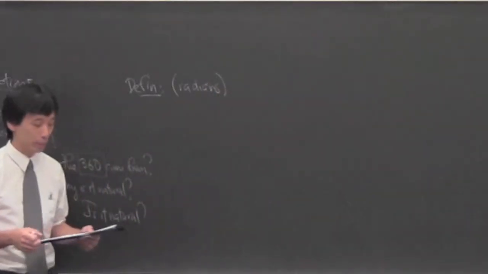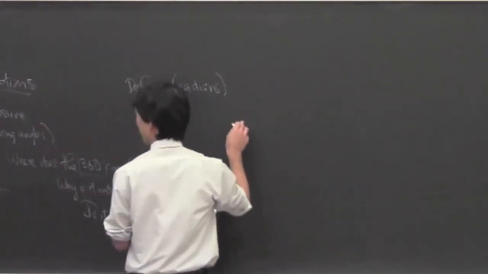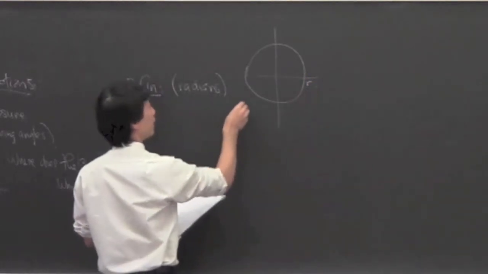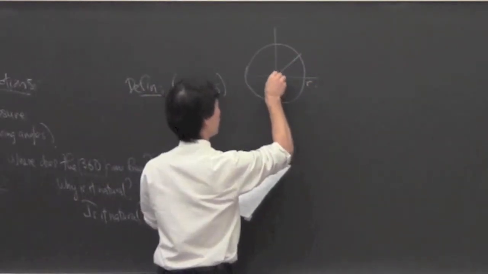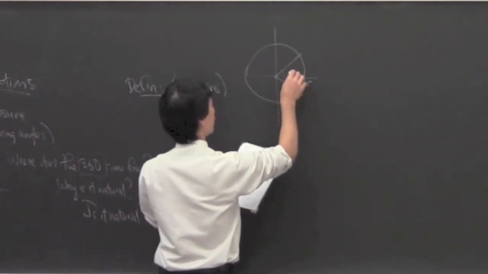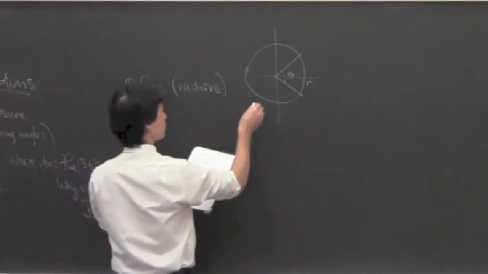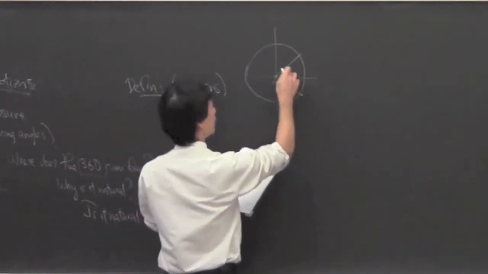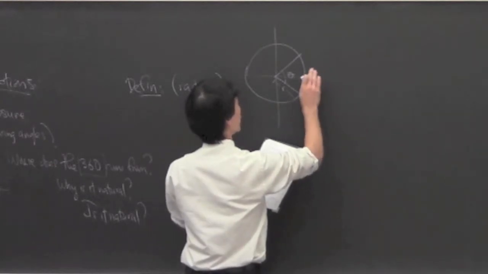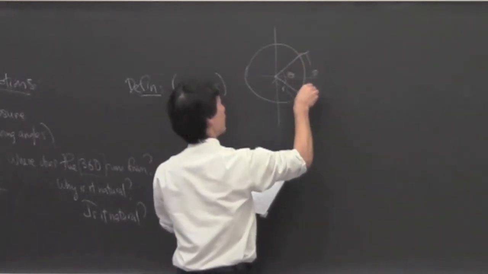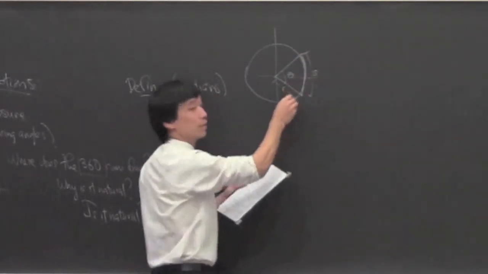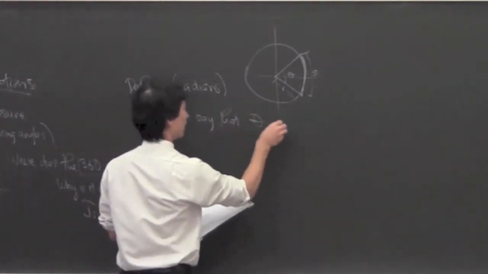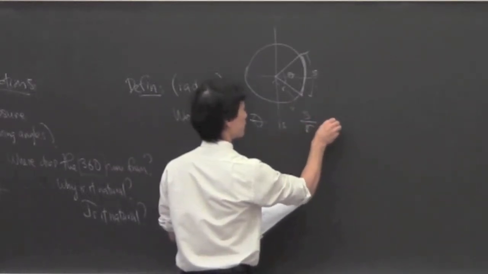So instead of measuring something in degrees, we measure it in radians. So if you have a circle of radius r, okay, and an angle which we're going to call theta, so here's the radius r. This angle we're going to call theta. And let's say that s is the length of this arc here. Okay? Then we say that theta is s over r radians.